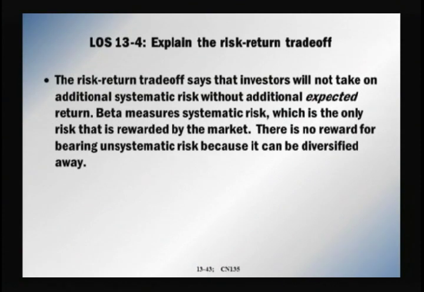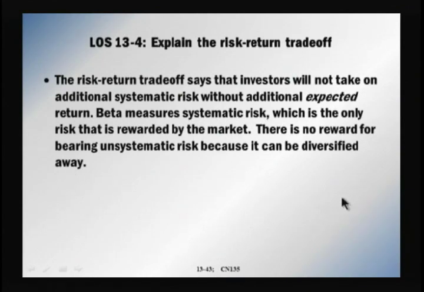So Chapter 13 can basically be summarized in an explanation of the risk-return trade-off. The risk-return trade-off says that investors will not take on additional systematic risk without additional expected return. Beta measures systematic risk, which is the only risk rewarded by the market. There's no reward for bearing unsystematic risk because it can be diversified away.